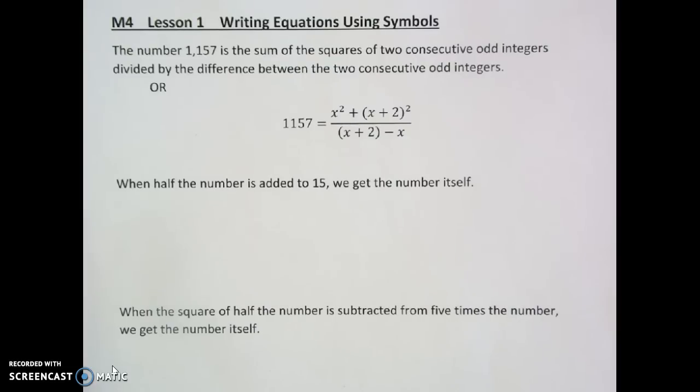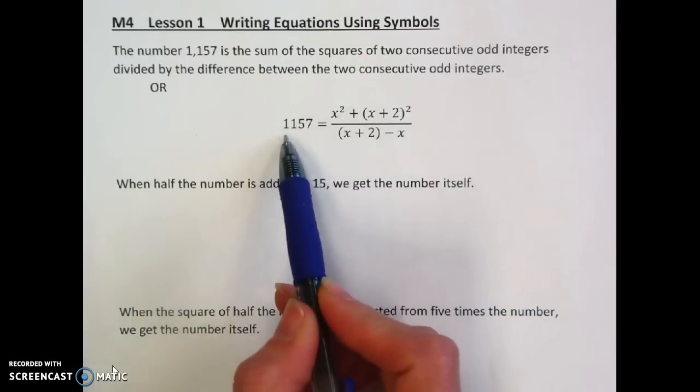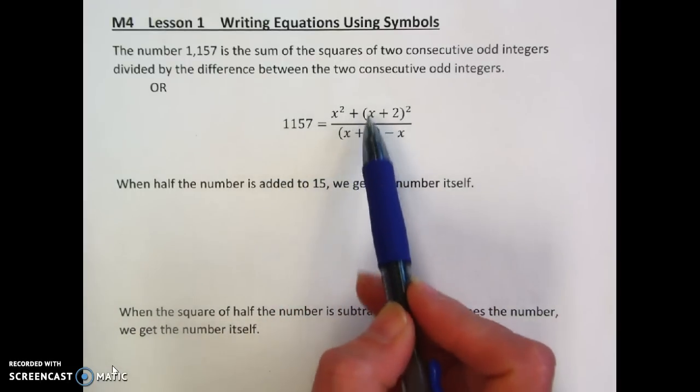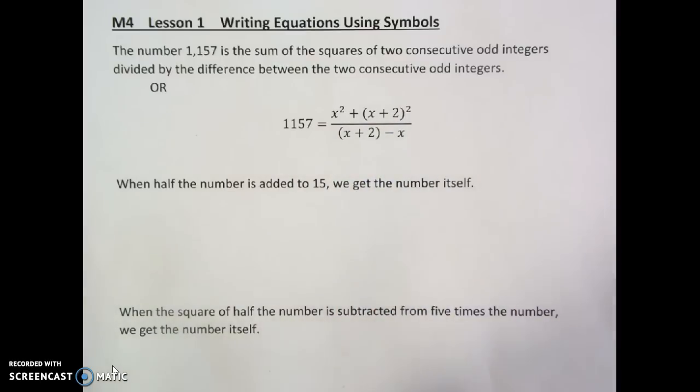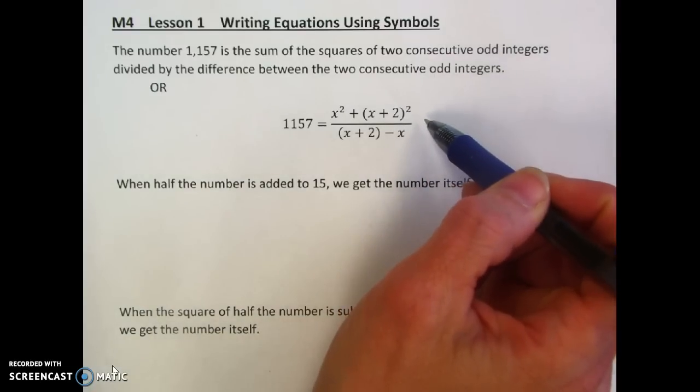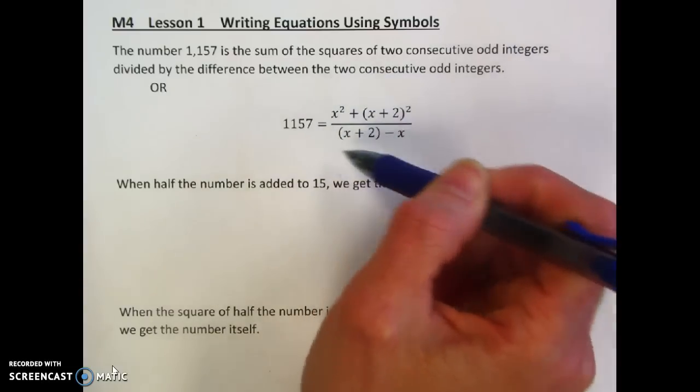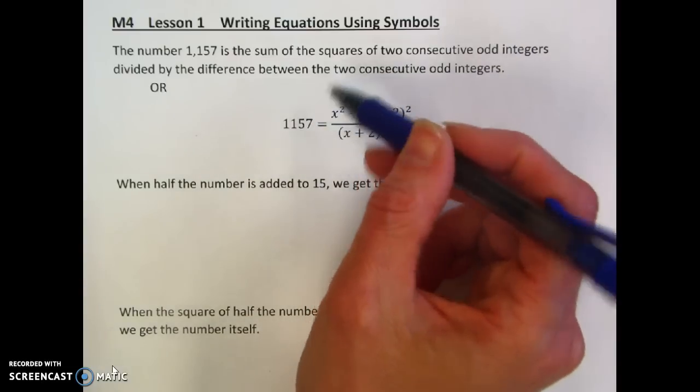So looking at the first example here, the number 1157 is the sum of the squares of two consecutive odd integers divided by the difference between the two consecutive odd integers. Would you rather see those words and try to figure out what this number is, or what these two consecutive odd integers are? Or would you rather see this equation? 1157 equals x squared plus (x plus 2) squared divided by (x plus 2) minus x. This is usually what people choose to use to try and solve an equation. The actual formula, the actual equation, not the words.